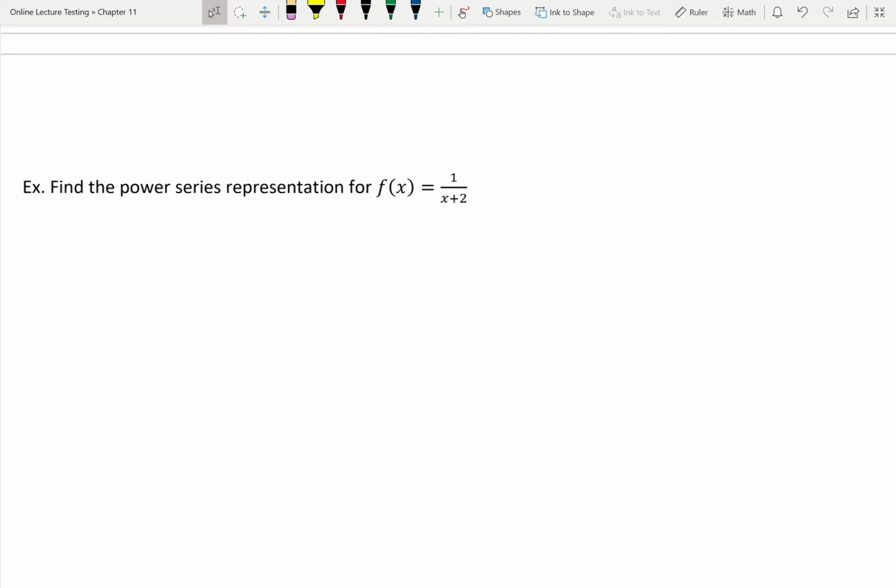All right, again, we need to get that format. I like stating this, so if you want to pause the video, you can go ahead and do that. We need 1 over x plus 2 to be in the form of 1 over 1 minus r. If we can get that, we're great.